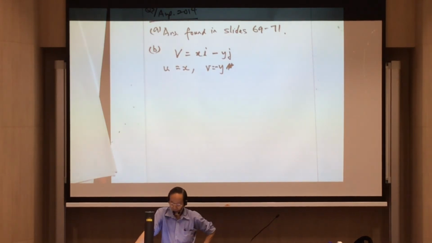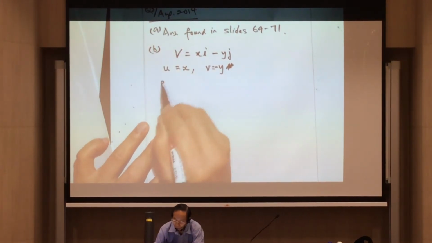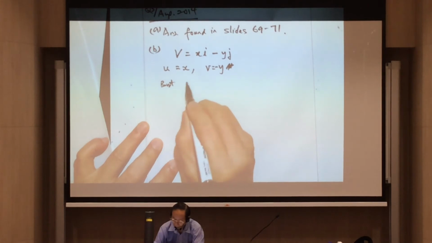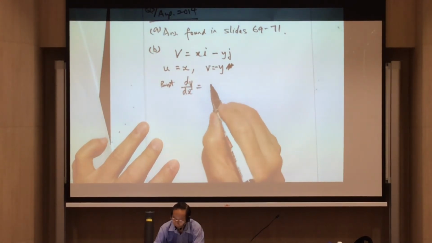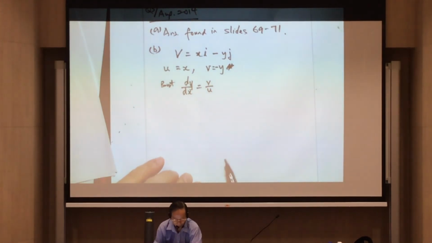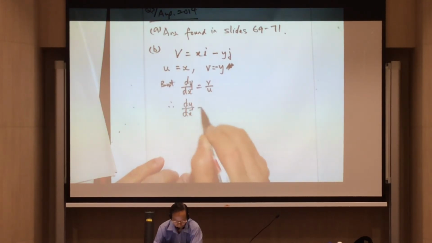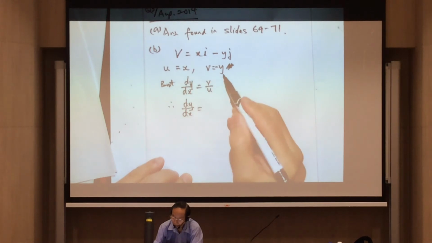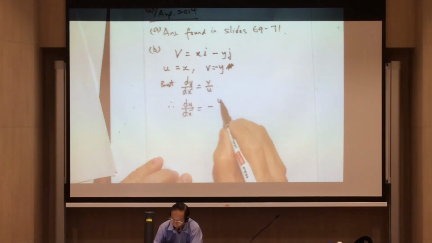With u equal to x and v equal to minus y, can we develop the equation further? We also know that dy/dx is equal to v over u. Absolutely. So dy/dx equals v over u. What is v? v is minus y and u is x.